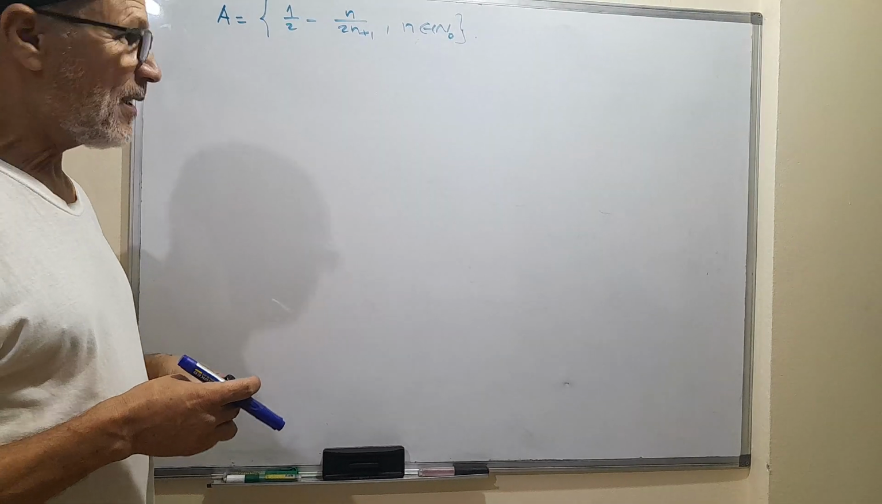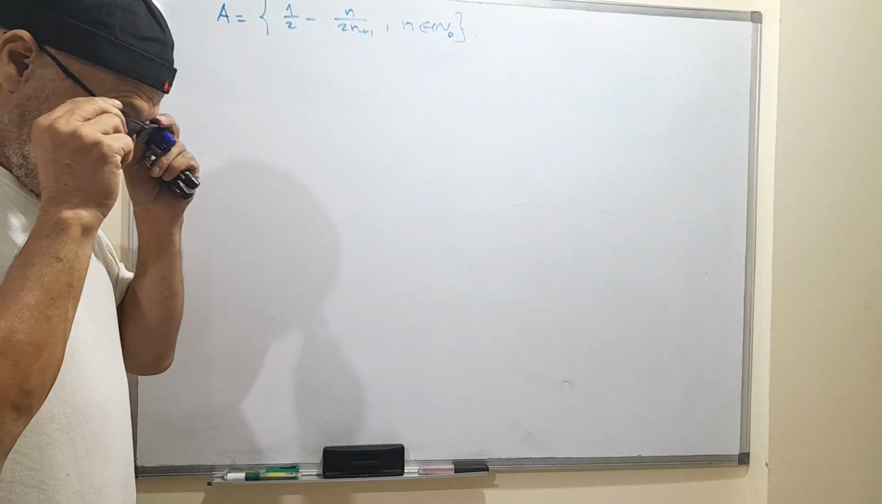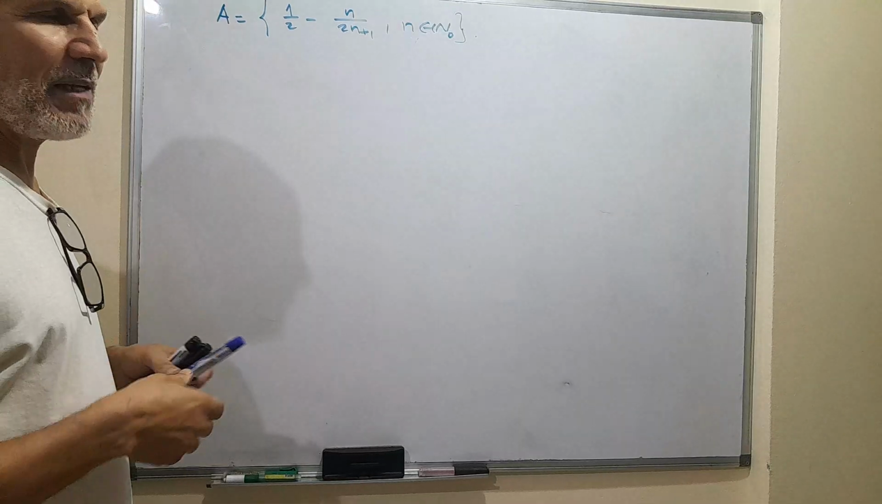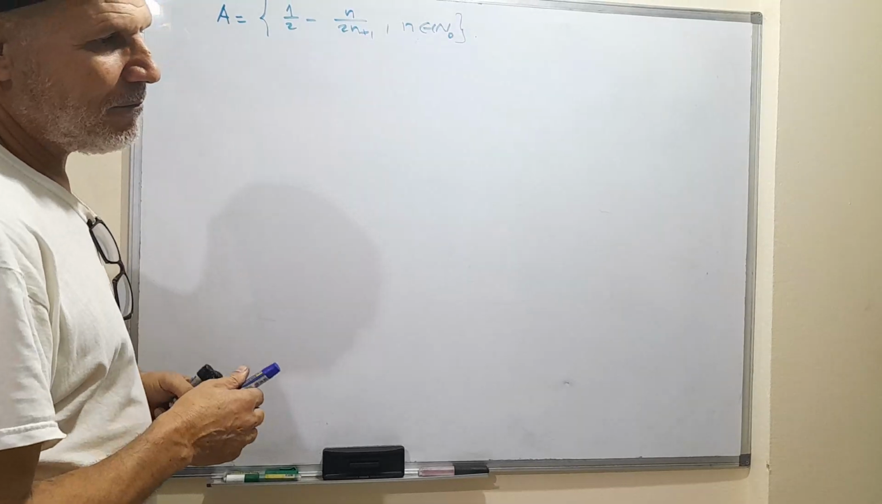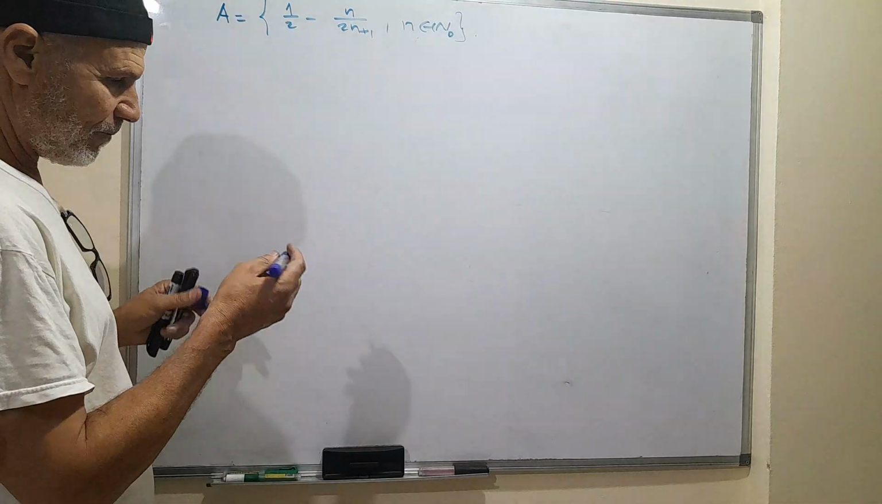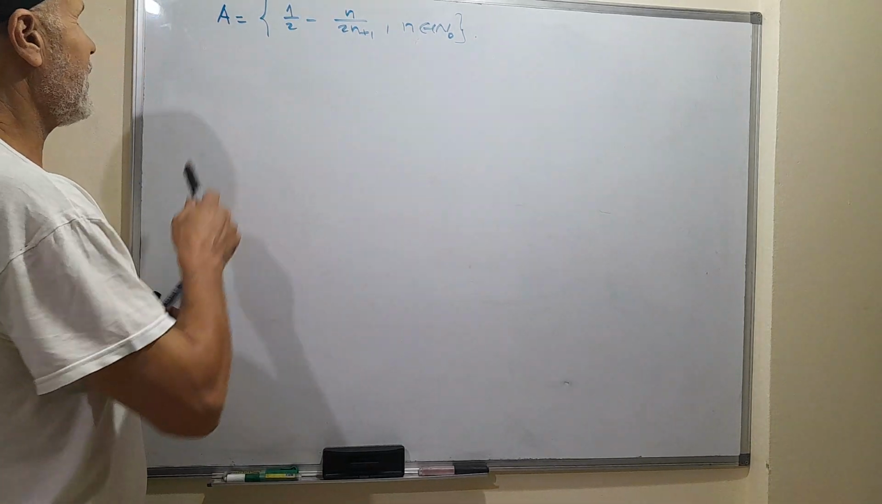This is a new video about extremum, bounds, supremum, infimum, minimum, maximum if they exist. So, how can we deal with this set?